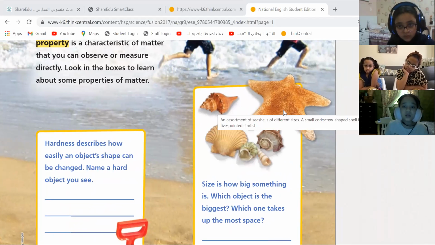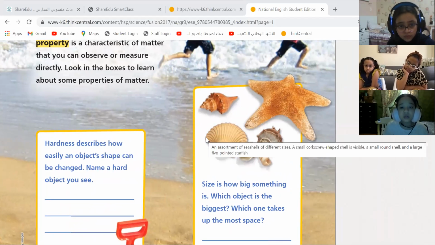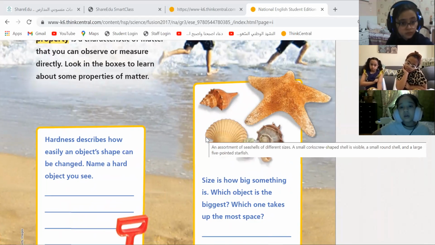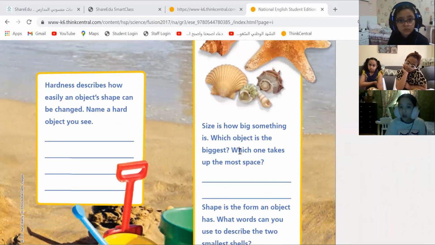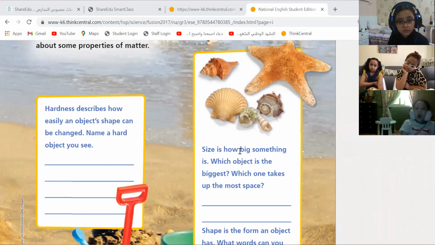What about which one takes the most space? Which one will take up the most space? The sea star. Excellent, because it is the biggest. It will take the biggest space. Very good. What are the smallest seashells you can see?